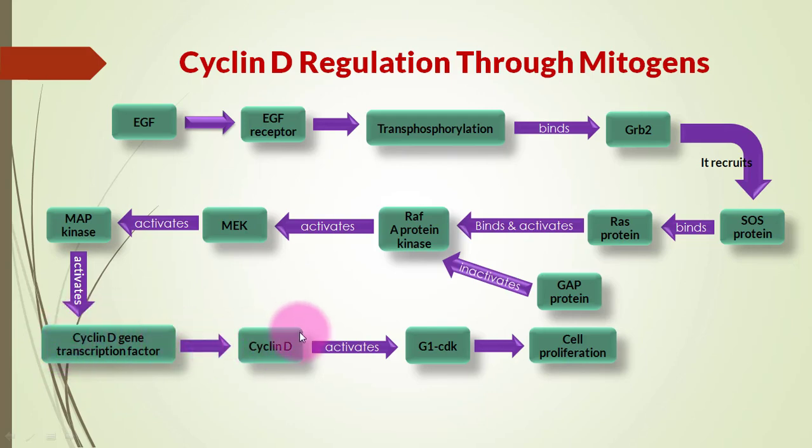This will lead to production of cyclin D, and cyclin D will bind to a cyclin dependent kinase 4, forming a G1-CDK, and this will make the cell move from a G0 phase to a G1, and even from G1 early phase to G1 late phase, because the production of CDK is an indicator that the cell is now moving through cell proliferation or the cell cycle. This is the regulation of cyclin D production through mitogen.